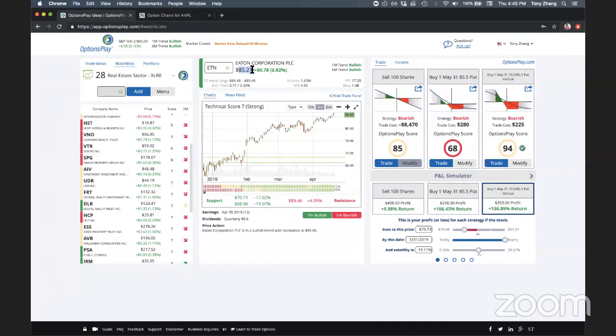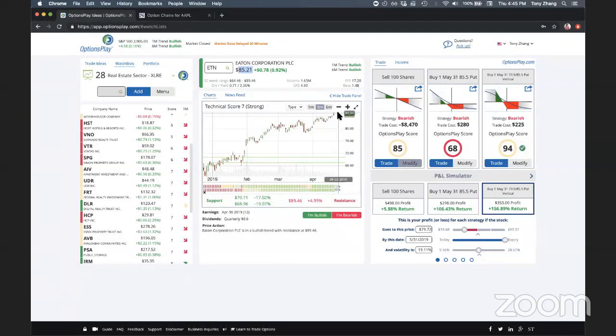So Eaton is at 85. What we're doing is we can short 100 shares of the stock, or we can buy a put option. A put option costs us about $280, which is actually fairly expensive. And that's why we see a relatively low options play score, versus buying that same 85.5 put but then selling a 79.5 put against that. That reduces our cost basis from 280 down to 225. So let's take a look at this.